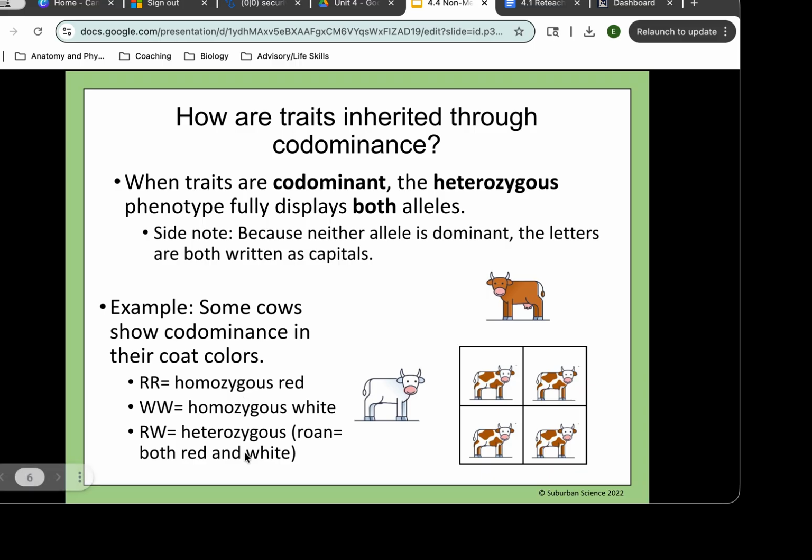So again, it's still a blend, but this is what we would call roan, which is where you get these red and white kind of spotted cows. So in our cross here, if we take a cow that is fully red and a cow that is fully white, we get offspring that get reds from mom, whites from dad, and therefore all of these offspring are going to have this roan sort of speckled pattern. So they're 100% heterozygous, and they show 100% of that heterozygous phenotype, right? There's no dominant phenotype to overshadow.